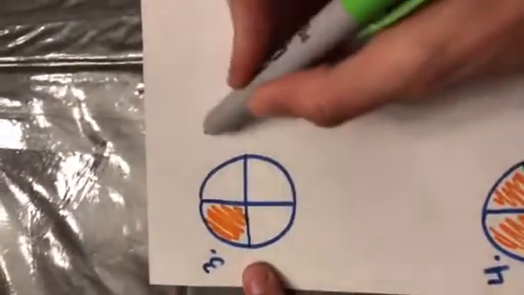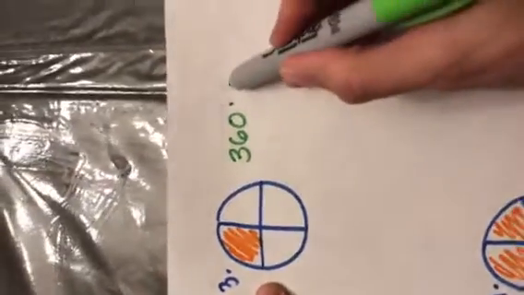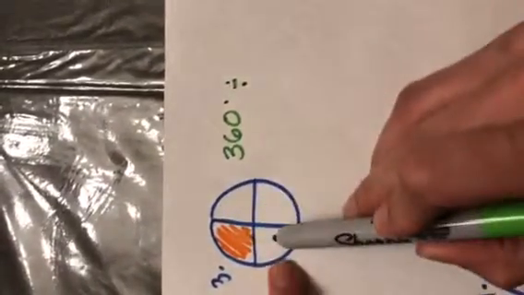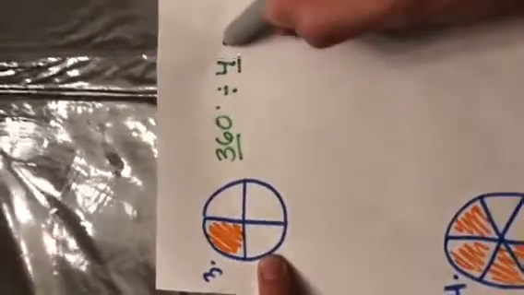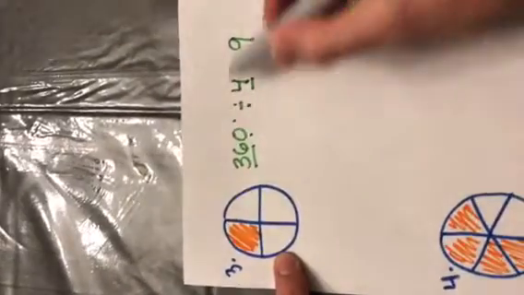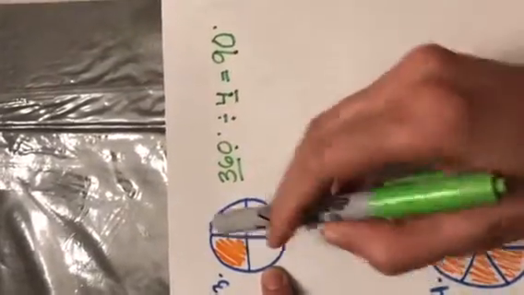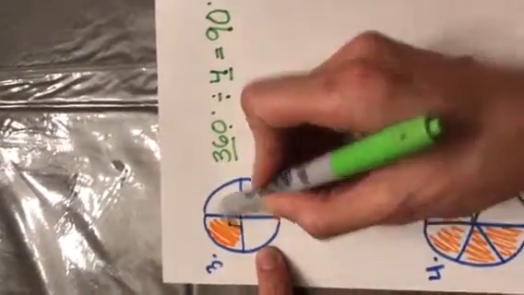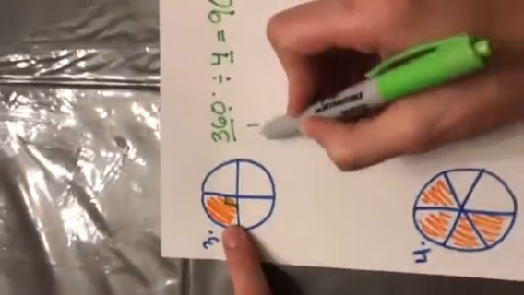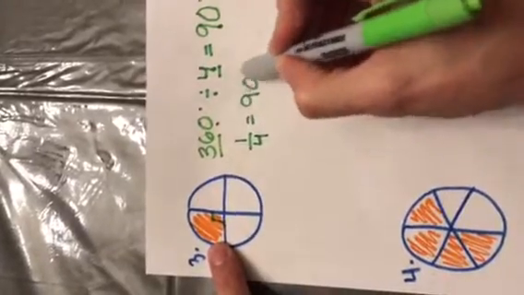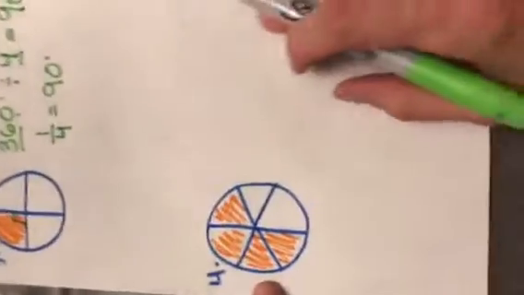Okay, number 3. 360 total degrees in my circle, divided into 1, 2, 3, 4 parts. 36 divided by 4 equals 9. Bring your 0 over. 90 degrees. You maybe already noticed that because we do know that 1/4 of a circle is 90 degrees. But now you know how to solve using the equation. All right, and number 4.